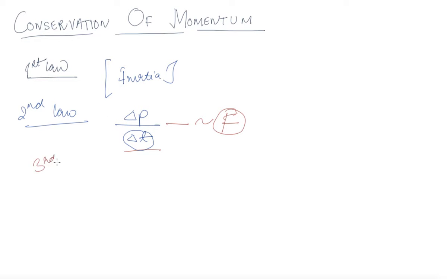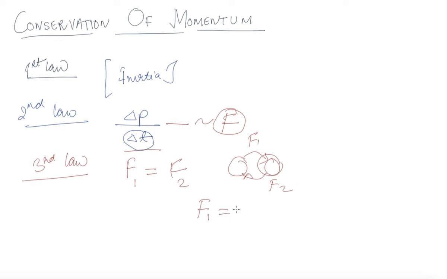Now coming to the third law, what we have studied was every action has an equal and opposite reaction. If this is F1 and F2 and these are two bodies, so if this reacts with this with a force F1, then the body also puts a force F2. And according to this particular law, what we find is that F1 is equal to F2. So this was all what we studied regarding the three laws of motion of Newton.